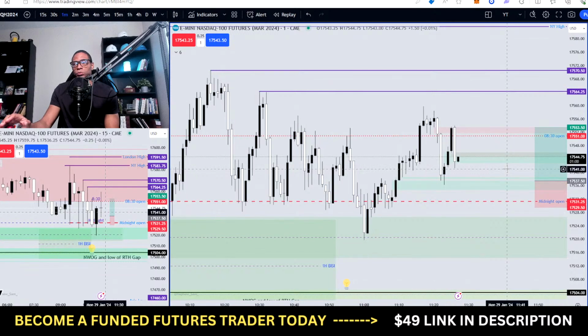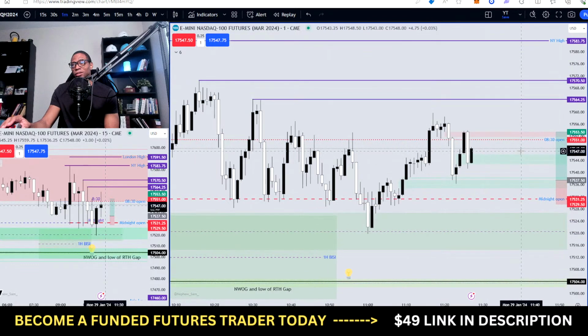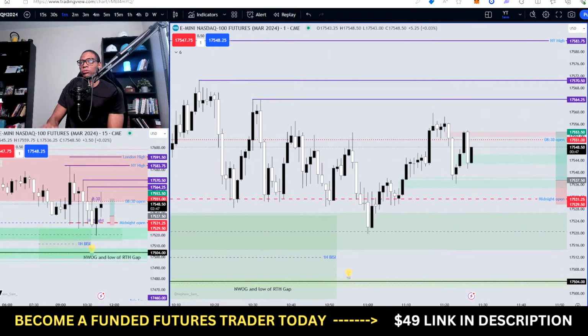And if you have multiple contracts, then of course you can always leave your last contract open to potentially run for higher prices or whatever direction you're looking at. But based on what I've seen this morning, I wouldn't have targets too far away from where current price is.